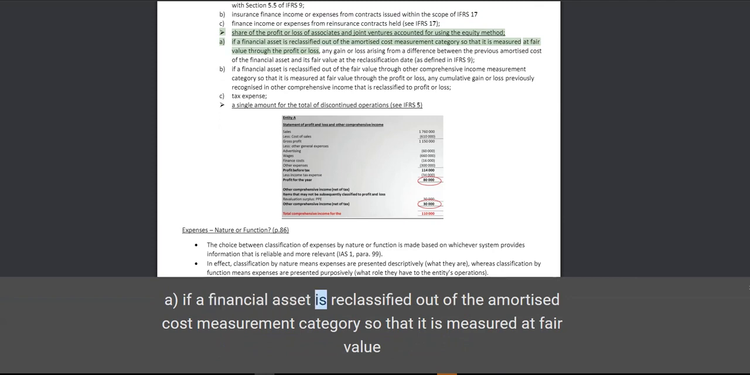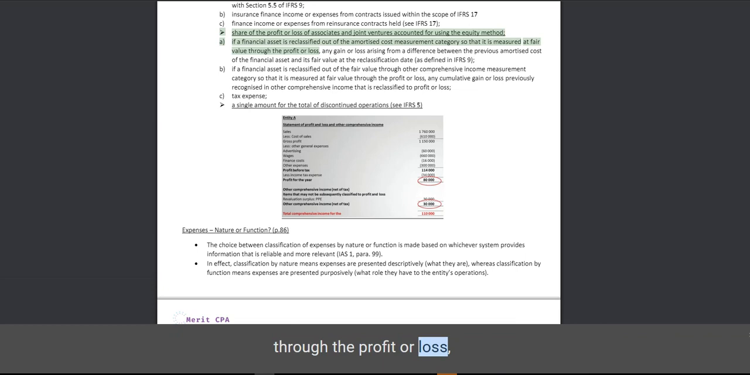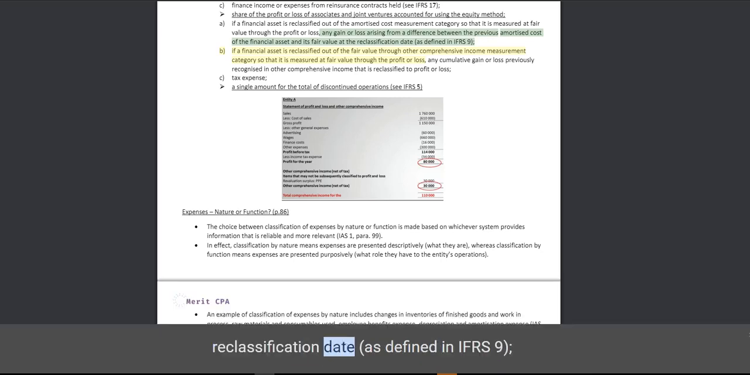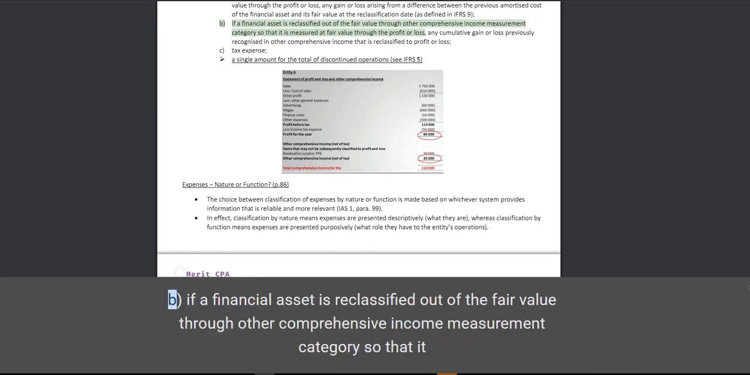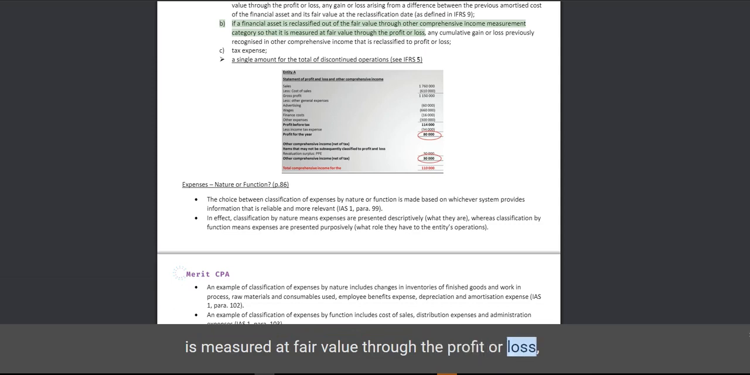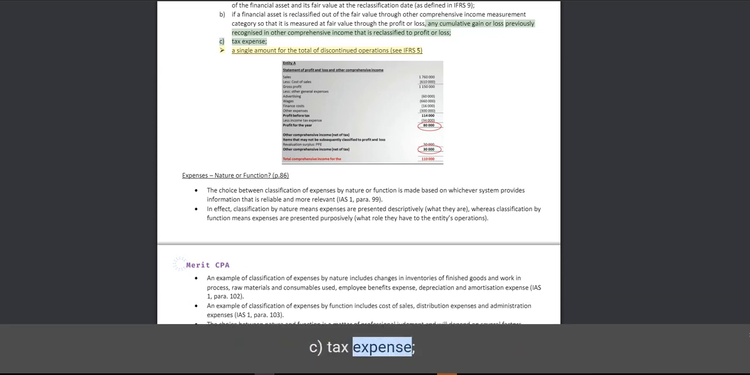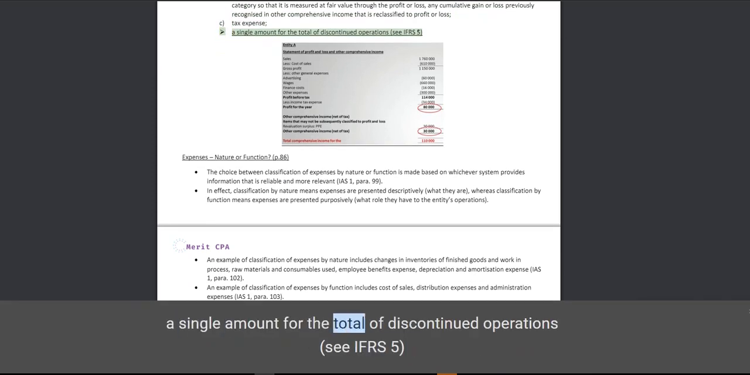A. If a financial asset is reclassified out of the amortized cost measurement category so that it is measured at fair value through the profit or loss, any gain or loss arising from a difference between the previous amortized cost of the financial asset and its fair value at the reclassification date, as defined in IFRS 9. B. If a financial asset is reclassified out of the fair value through other comprehensive income measurement category so that it is measured at fair value through the profit or loss, any cumulative gain or loss previously recognized in other comprehensive income that is reclassified to profit or loss. C. Tax expense. A single amount for the total of discontinued operations, see IFRS 5.